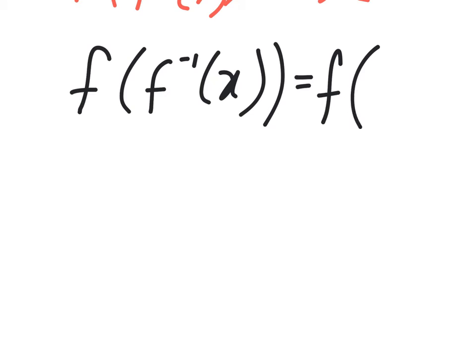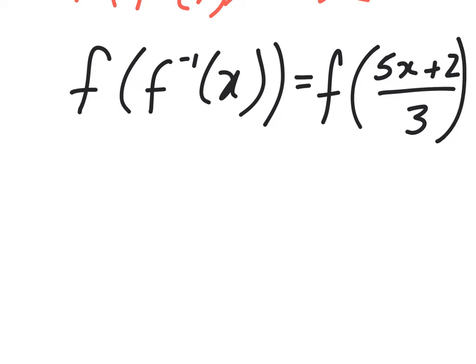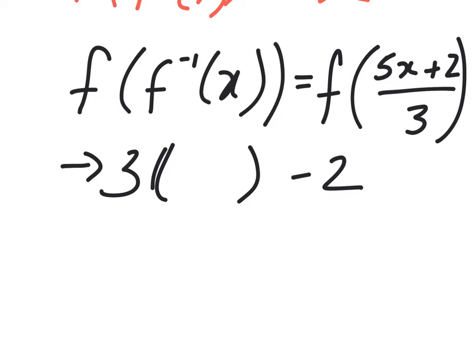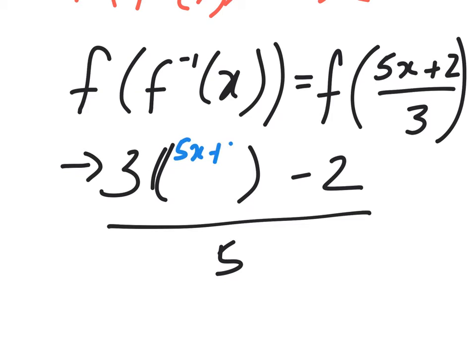So that is f of (5x + 2)/3. Now, f of (5x + 2)/3. That means in the function f, I'm going to take out any x's and replace them with (5x + 2)/3. So I'm going to have 3, this is where my x was, minus 2, over 5. Now what goes in here? (5x + 2)/3.